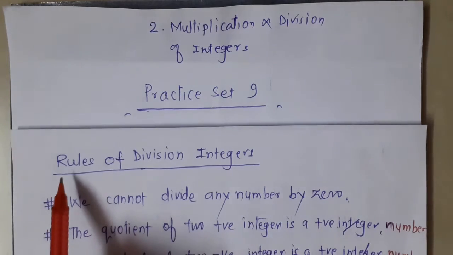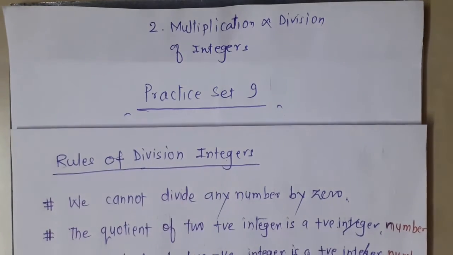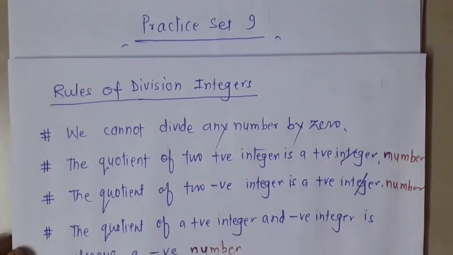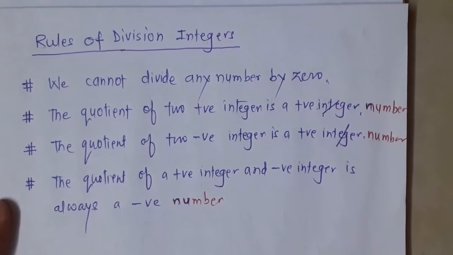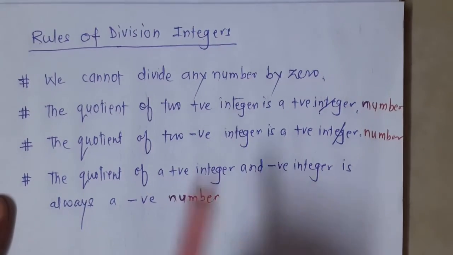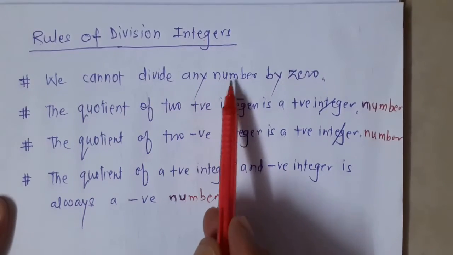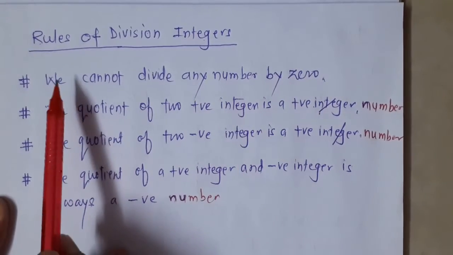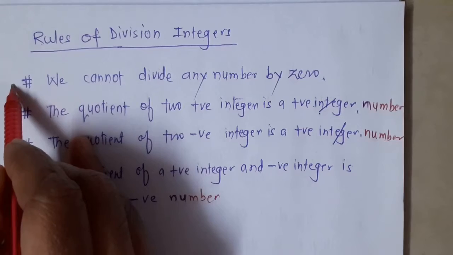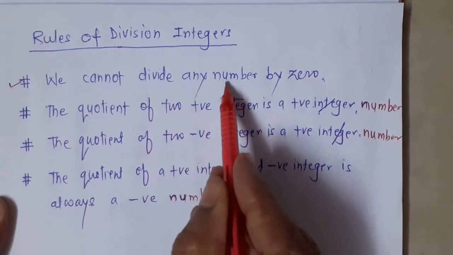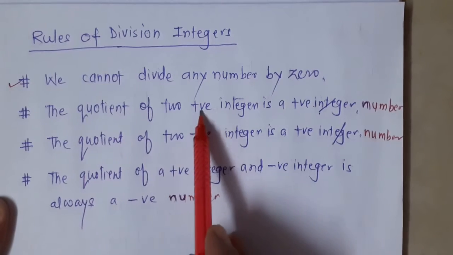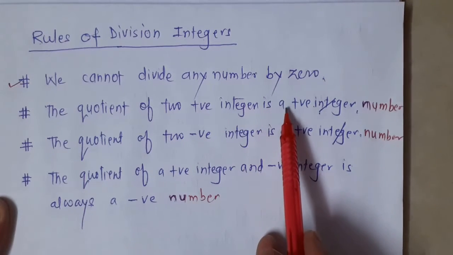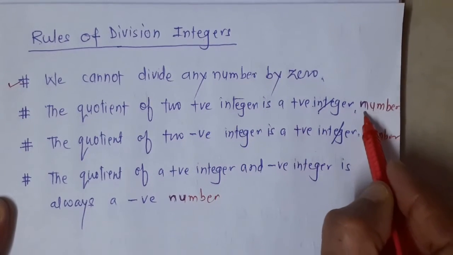In this, we are seeing the rules of division of integers. What are these rules? First rule: we cannot divide any number by 0. The quotient of two positive integers is a positive number.